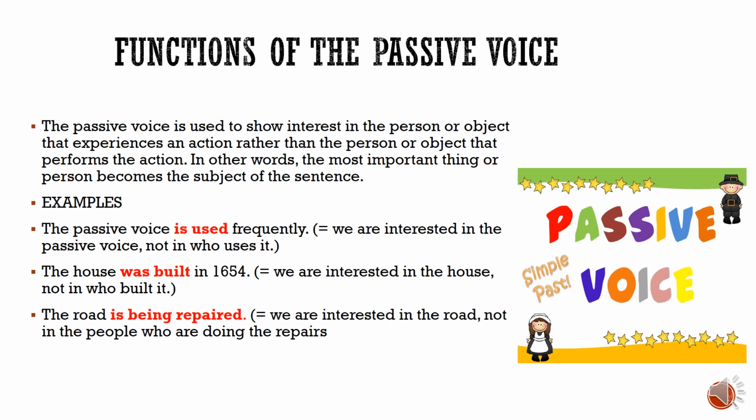Now here we have some examples. The house was built in 1654. So the important part in the sentence is building the house, not who did it. Then, the road is being repaired. The most important part here is repairing the road, not who did it.